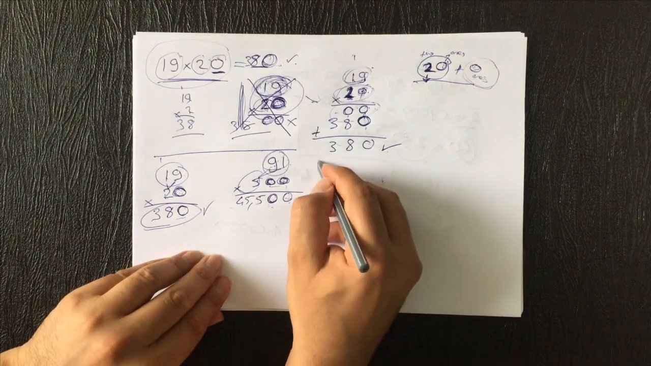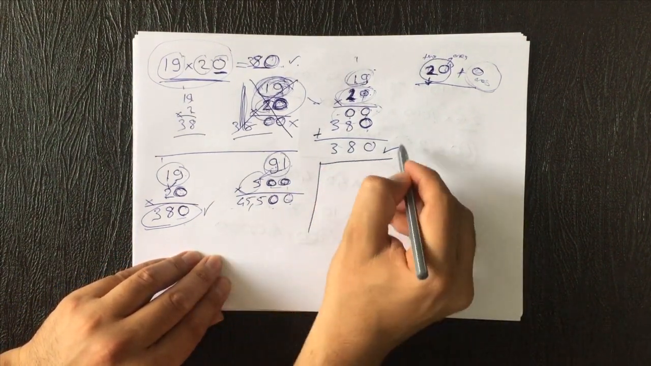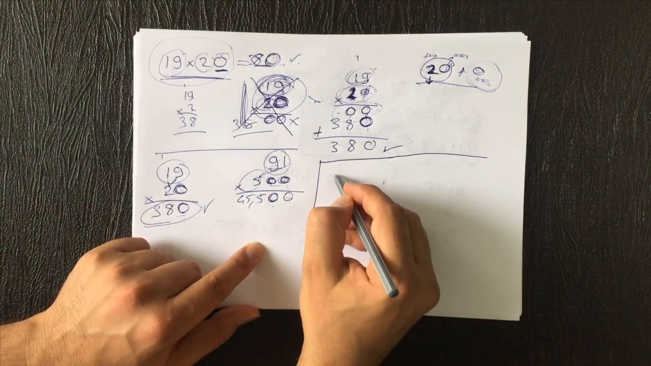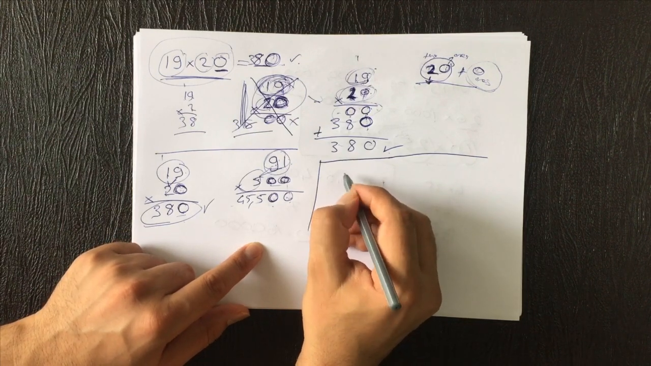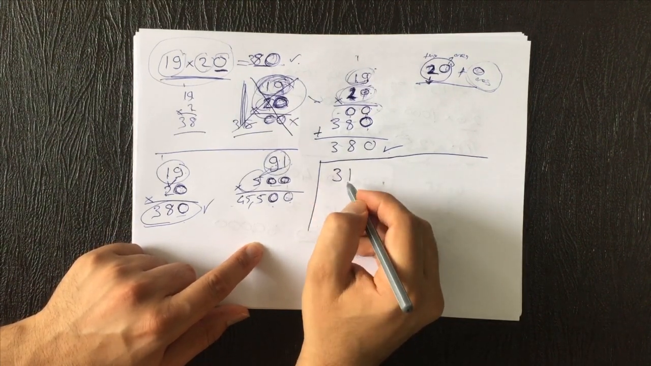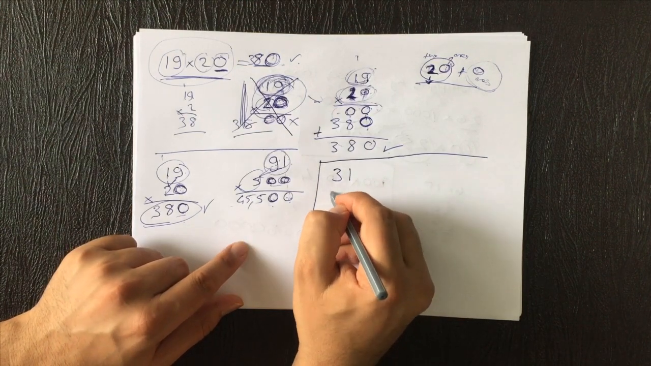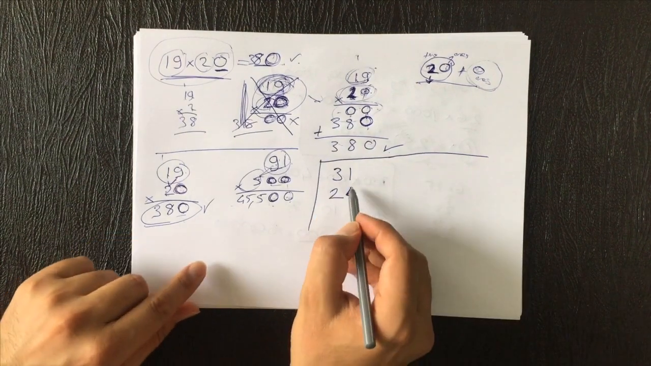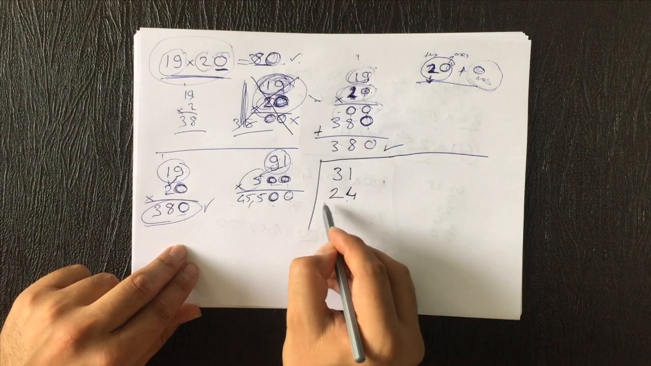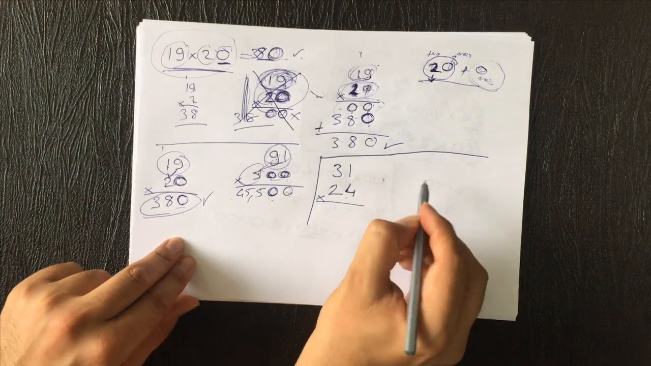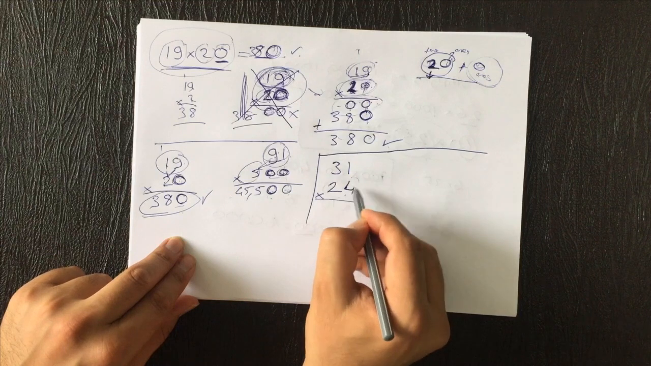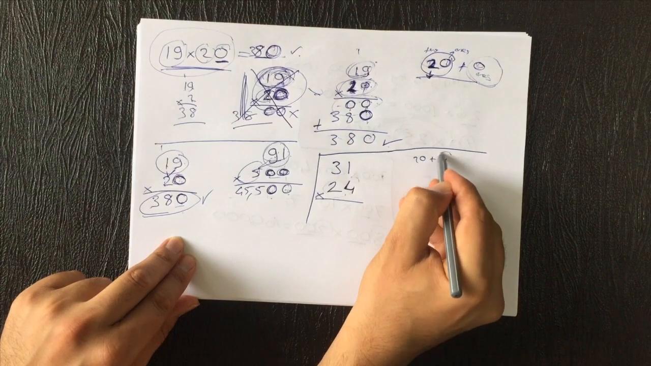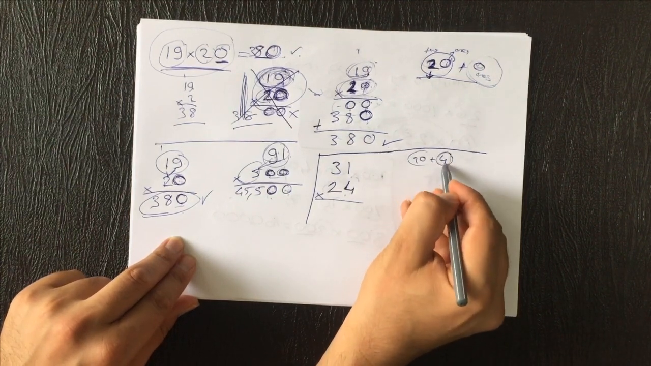So another subject, so another example. For example, 31 times 24, look at here, how we can do. Remember, this 24, if you open it like expanded form, it is 20 plus 4. So let's do the ones first, the 4.